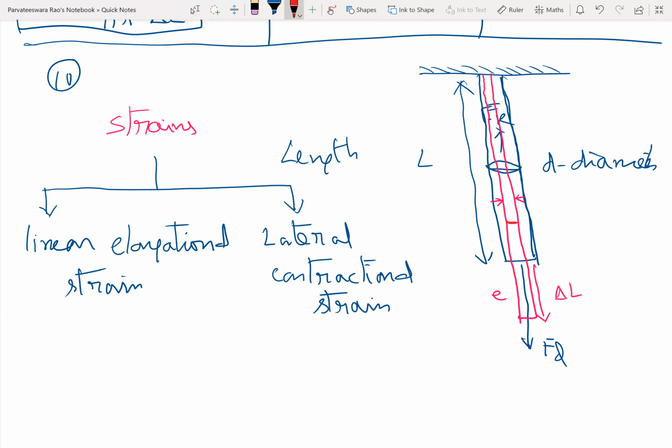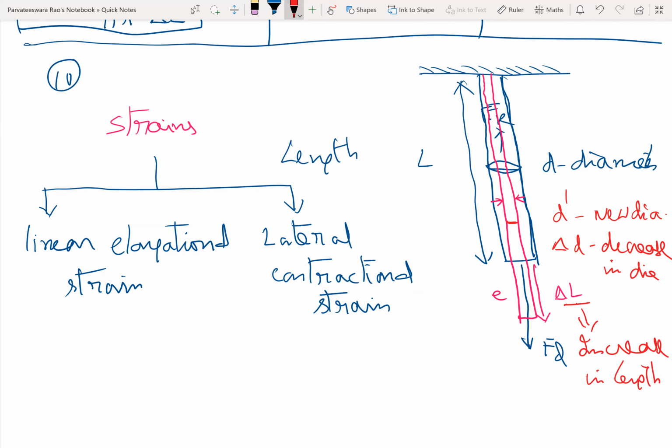So D dash is the new diameter such that delta D will be the decrease in diameter, and delta L the increase in length. Linear elongational strain means delta L by L. Lateral contractional strain means delta D by D. We'll keep a negative sign to this, because length is increasing, diameter is decreasing, and vice versa.